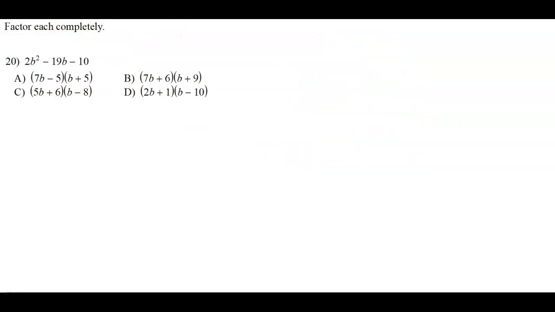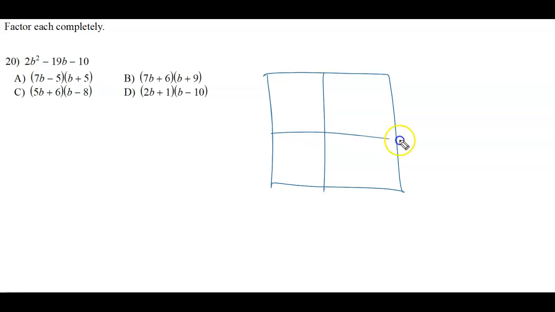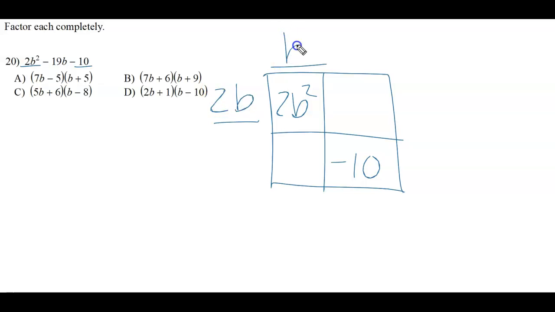All right, so we get to do it again here, just to kind of practice a little bit more. So step one, let's make our box. Step one is to put the first term in the top left and the last term in the bottom right. The next step is to find two numbers that multiply to make the top. 2b times b would give us 2b squared.